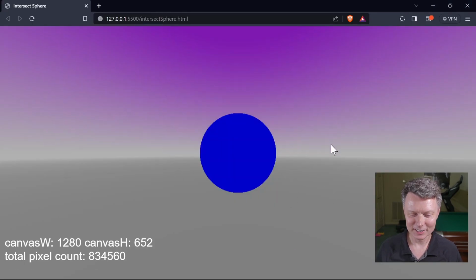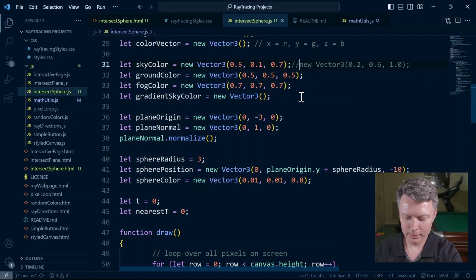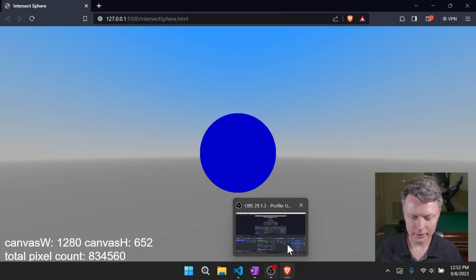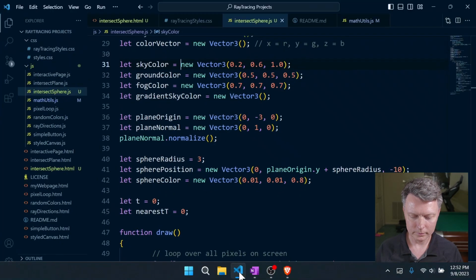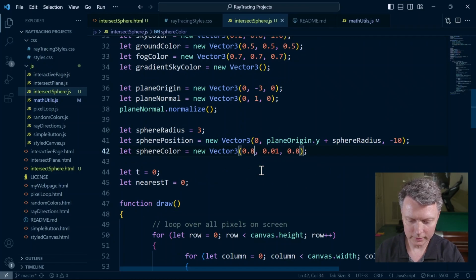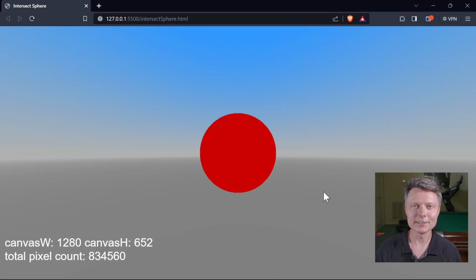Isn't that cool? So just by changing those variables around and adding that gradient sky color to our mix, we have the ability now to change the atmosphere color. So we can travel to different planets now. So let's go back to our blue sky. All right, and so let's change the sphere back to red now. So we'll give it 0.8 in the red channel and then 0.01 in the other channels, the green and the blue channels. All right, there's our nice red sphere again.